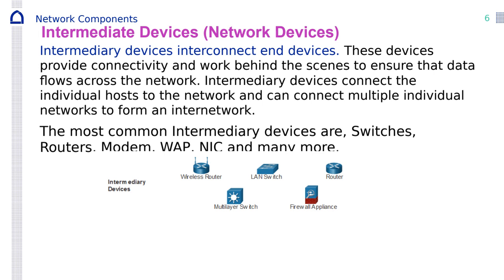WAP stands for? WAP is what? Wireless access point. See this device there, here on the ceiling? Even the NIC card is an intermediary device, and others. And these are the symbols. You need to know these symbols.